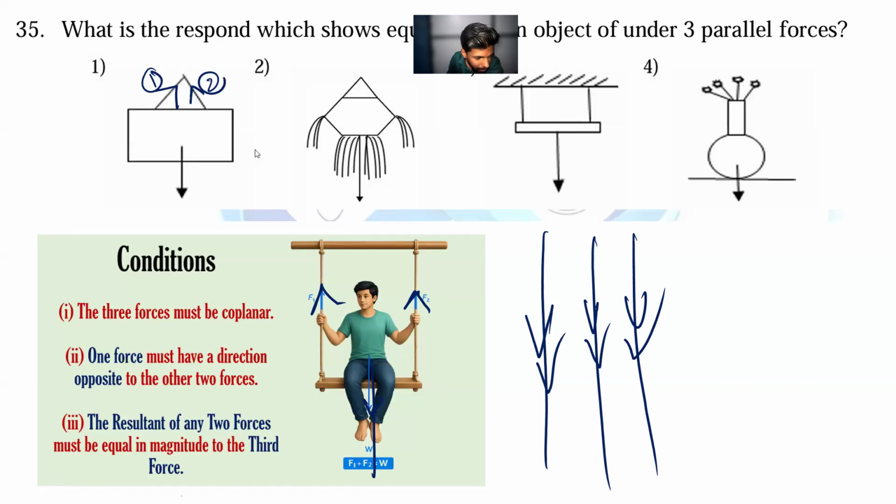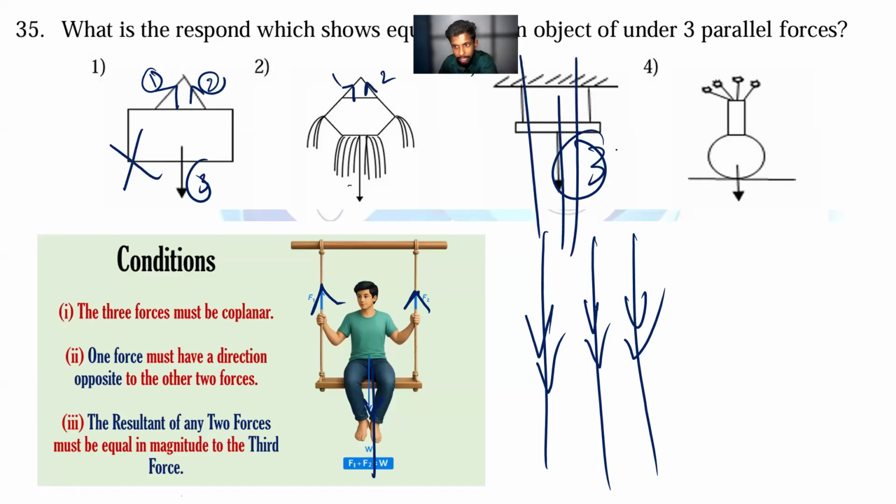Zainab, Khadija, sir, what is the correct answer for question number 35? The third one, yes, that is the answer. Here three forces are there but not parallel. Here also three forces are there, not parallel. Parallel means it won't be like this. 1, 2, 3 parallel.